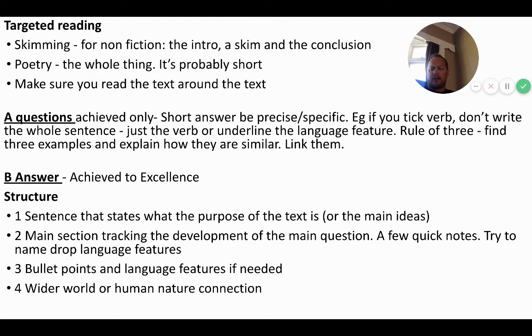Here's your structure for your B answer. You have a sentence that states what the purpose of the text is, or the main ideas. You've got your main section tracking the development of the main question. Try and name drop language features, because if you've got language features in there, you're going to hit the achieved, that is, if your language features are correct. Your third part is bullet points and language features if needed, and your fourth sentence is your connection to the wider world or human nature. Okay, and we'll look at some examples of this.